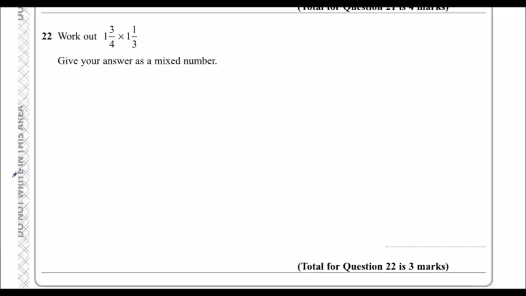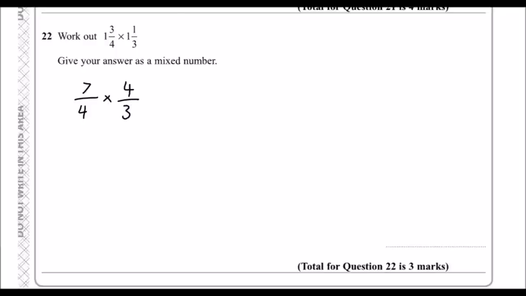Question 22. Work out 1 and 3 quarters times 1 and 1 third. Give your answer as a mixed number. So to multiply fractions, we can't have these mixed numbers. We have to change them into top heavy, into improper fractions. So let's change them first. We've got 1 whole one, which is the same as 4 quarters. So 1 times 4 is 4. We've got 4 quarters plus 3 quarters, which is 7 quarters. And we've got 1 whole one. A whole one is the same as 3 thirds. 3 thirds and 1 third makes 4 thirds.